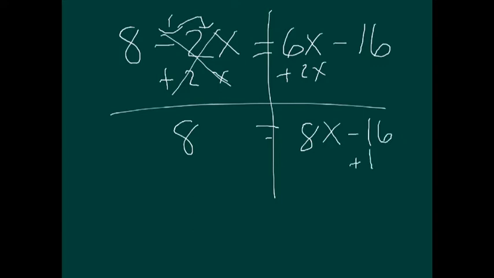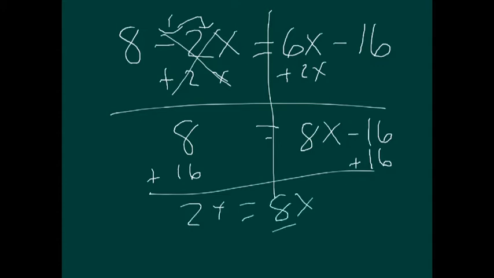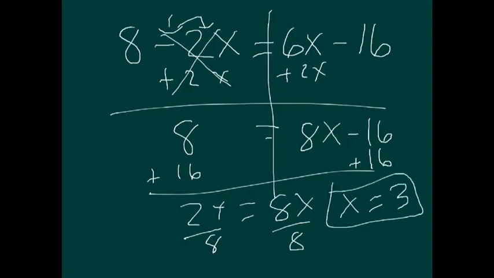I add 16 to both sides. I'm left with 24 equals 8x. I divide both sides by 8, and I'm left with x equals 3. Remember, I can go ahead and check 3 and do 8 minus 6 should equal 18 minus 16. 8 minus 6 is 2. 18 minus 16 is 2. I win. X does equal 3.